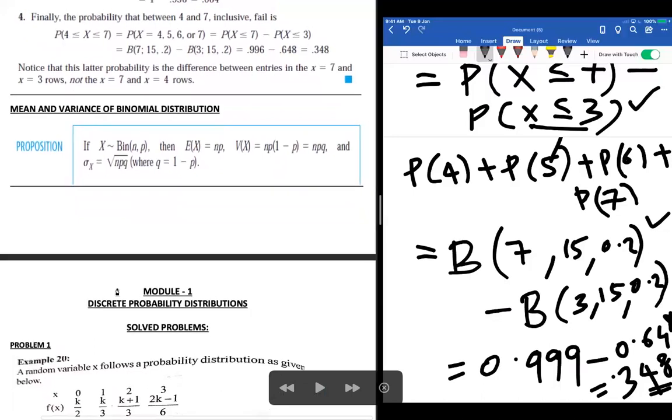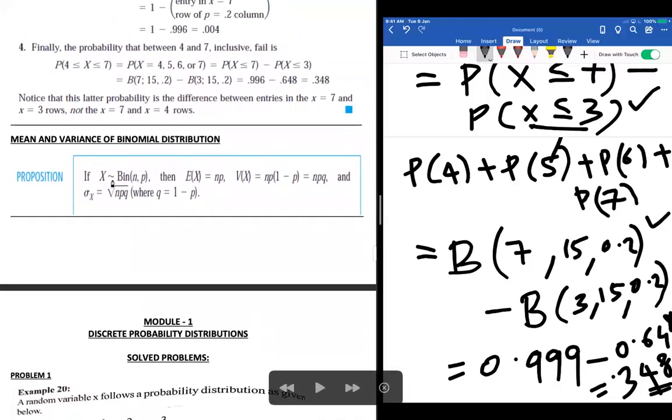Now, mean and variance of a binomial distribution. The mean of a binomial distribution is the expectation of x, which is equal to np. The variance of x is n into p into 1 minus p, or simply npq. Variance equals npq and mean equals np for a binomial distribution. The standard deviation is the root of npq. Q is equal to 1 minus p, the probability of failure.